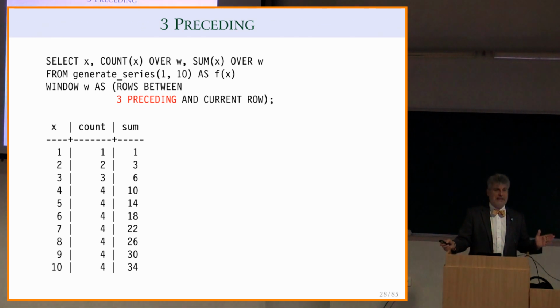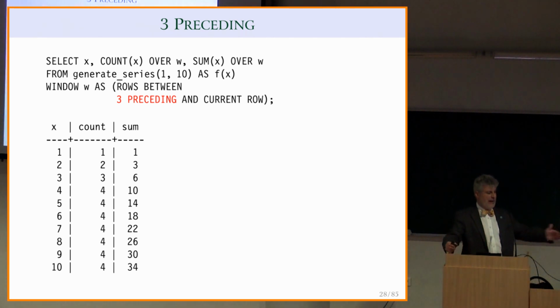I can do 3 preceding, and it would count all 3 of them before. So 1 is 1 because there's no row before it. 3 is 3 because there's only 1 row before it. When I get to 6, this is also 1 plus 2 plus 3. When I get to 10 now, I'm counting all the way back here, right? 4 plus 3 plus 2 plus 1 is 10. 14 is 5 all the way to 2, and so forth all the way down. So it's going 3 back and including the current row and doing a count.